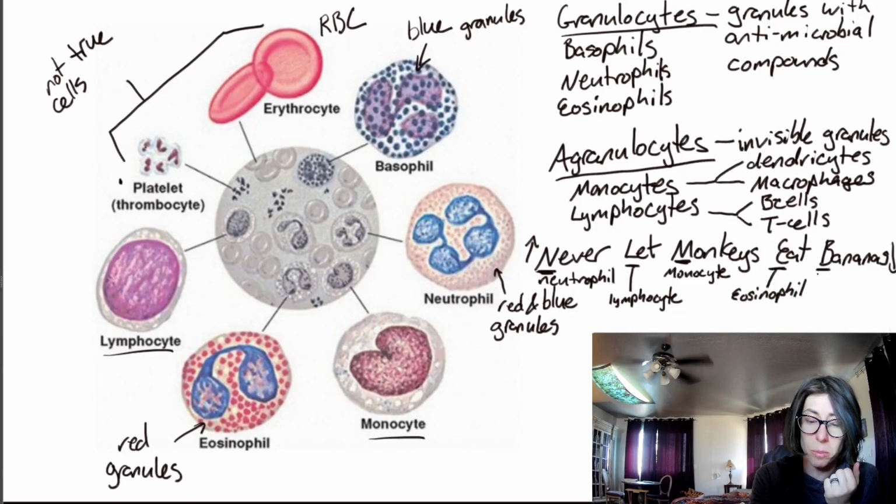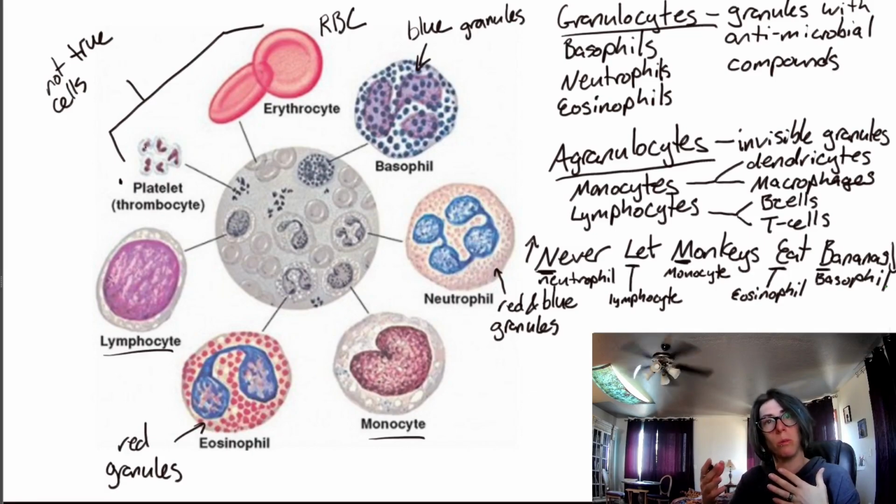B stands for basophil. And so there are normal ranges of abundance.